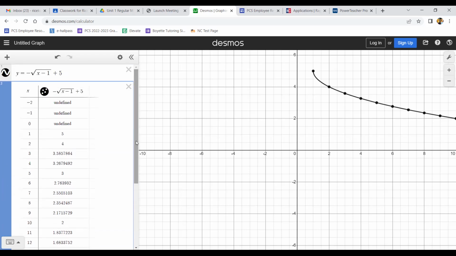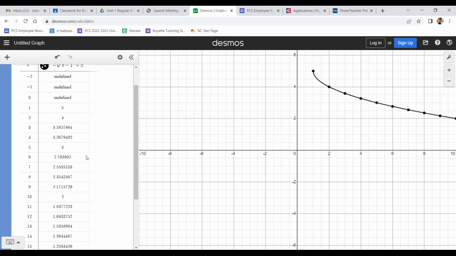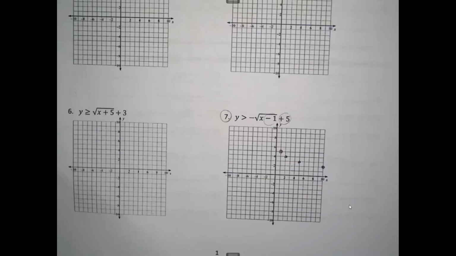So 1, 5; 2, 4.5; 3, 4.3. There's 2, 4.5. I know you can't see it. I'm going to show you guys in a second, but you can graph along with me. 10, 2 looks like the last one that I'm going to be able to graph. And I'm not drawing the graph yet because I know this is an inequality, but I'm just graphing the points so far. So that's what my points look like.